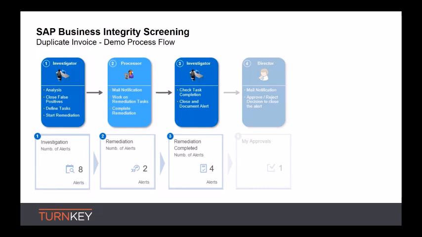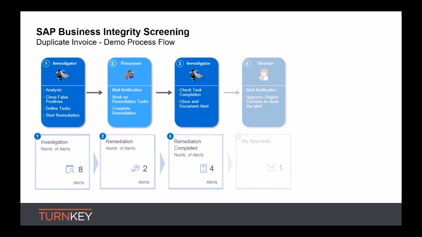With this set up, and it's running on a daily basis, the investigator goes into the system as his daily job and checks his investigation tile to see if there are any alerts to be analyzed. So he runs the analysis, goes to the system, can also check the documents attached to the invoices, and then he has to decide if it's a false positive. Then he just closes the alert, and this alert is done. Or if it's not a false positive, then he can define tasks and start a remediation.